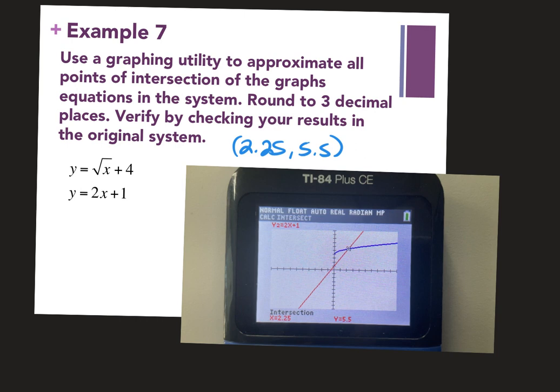And it says verify by checking your results in your original system. I would use the calculator because you'd be square rooting 2.25, but I could use that. Square root of 2.25 plus 5 plus 4 is going to give you 5.5, and 2 times 2.25 plus 1 is going to give you 5.5.